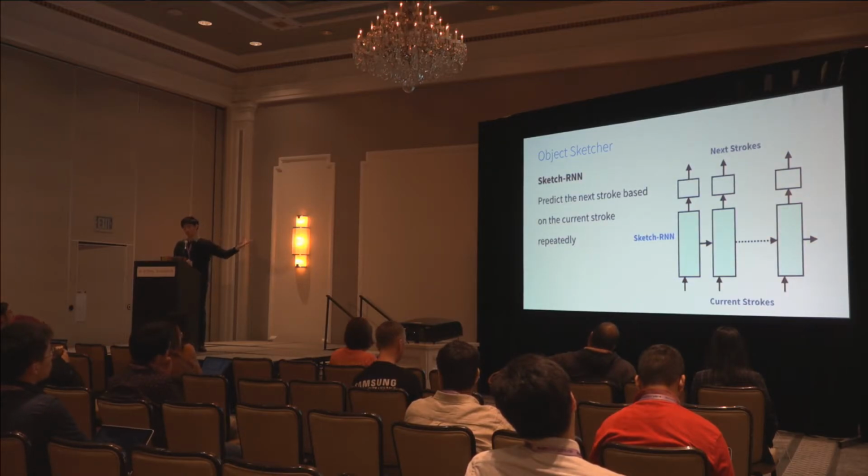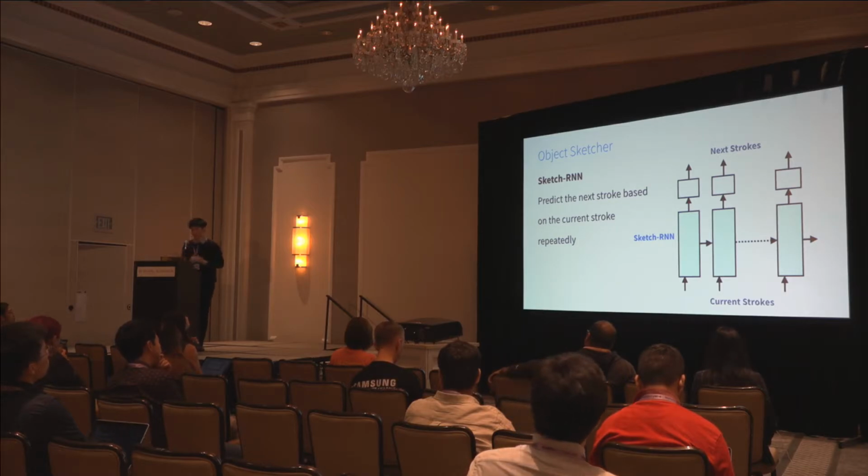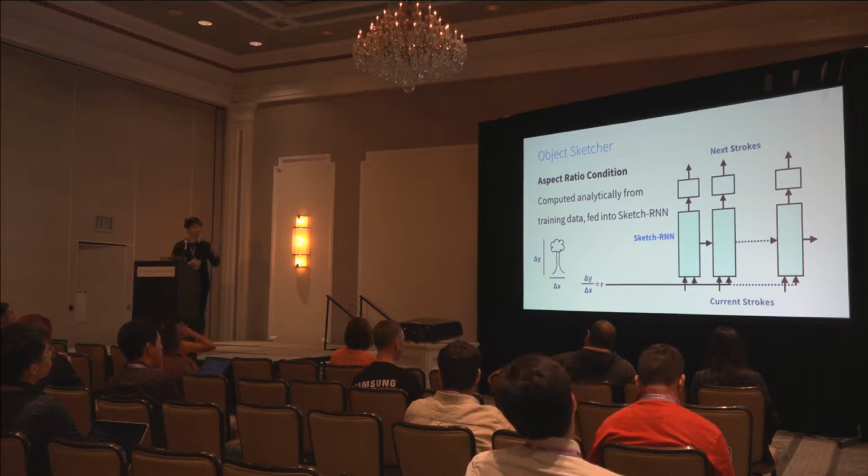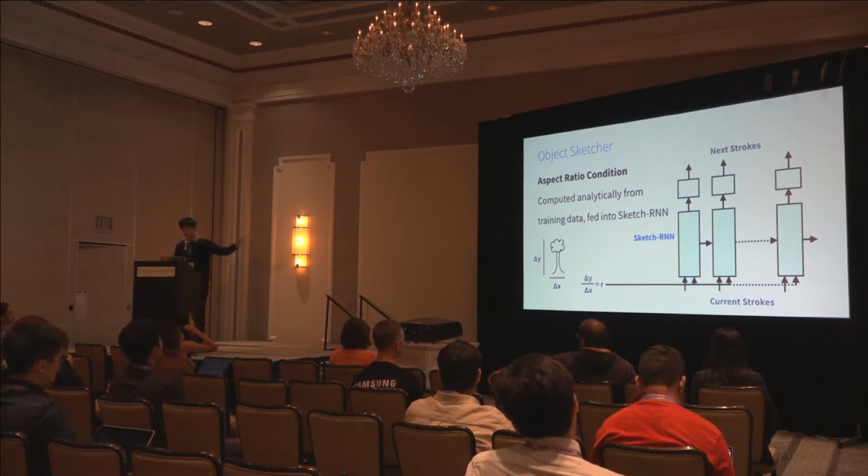So we took the existing SketchRNN model that was introduced with the Quick, Draw! data set, which is a quite basic next-stroke prediction model. And we introduced a novel aspect ratio condition, which we can compute analytically from the training data. We take each of the sketches, take delta y and delta x to get a ratio, and pass it in as an additional condition to each generation step for each of the strokes.